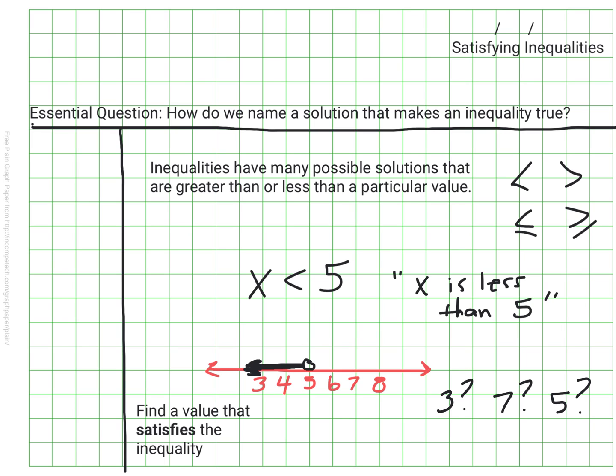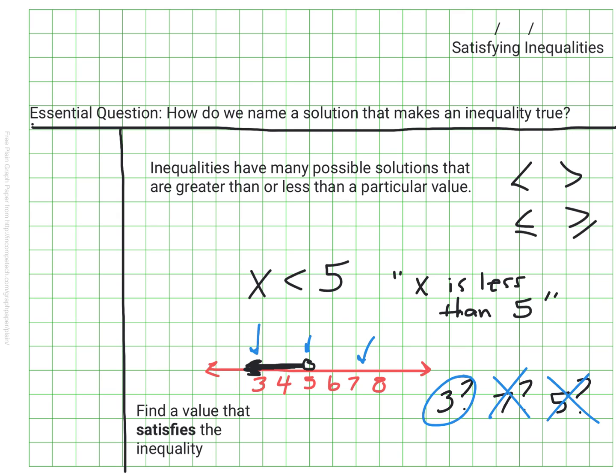The direction of the arrow shows me what x might be. Since the arrow goes over 3, right here, I know it works. So this one would work. 7 is in the opposite direction. That does not work. And 5 doesn't work either because that circle right here is open, so it doesn't include the actual value of 5. So 5 would not satisfy it as well.